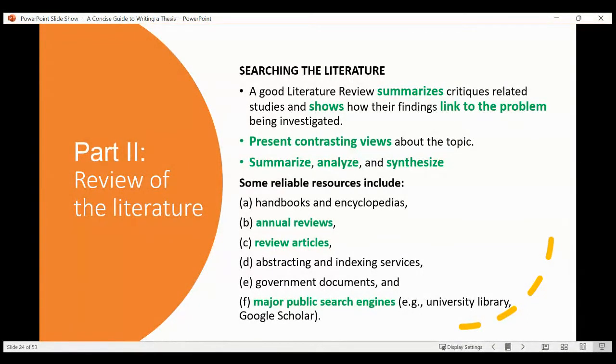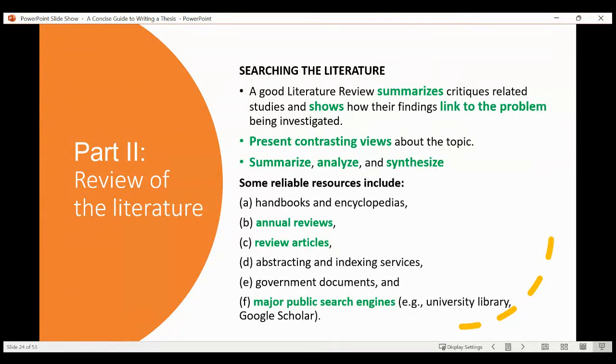Some reliable resources here: handbooks, annual reviews, review articles, abstracting and databases, documents as well, and major public search engines. I highlighted these three: annual reviews, review articles, and major public search engines, for example your university library, KAU library, or Google Scholar. Annual reviews and review articles provide rich data for you. You don't need to survey the whole literature, let's say 50 or 40 articles. If you find an annual review or review article, read it. You will get the gist of the whole 10, 15, 20 articles.